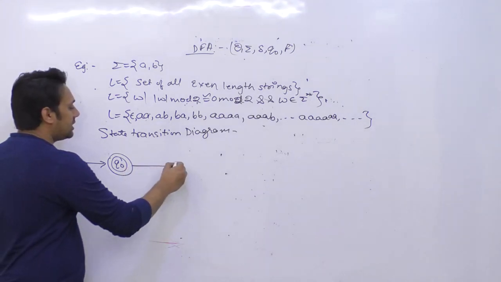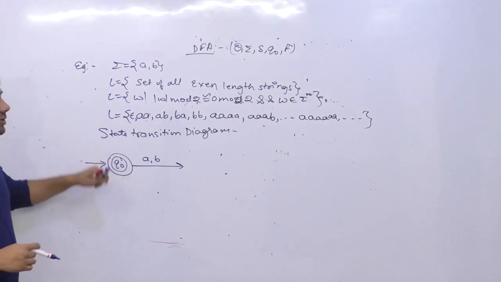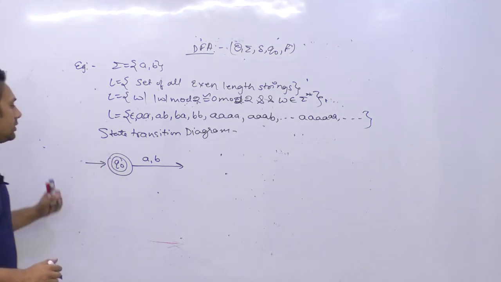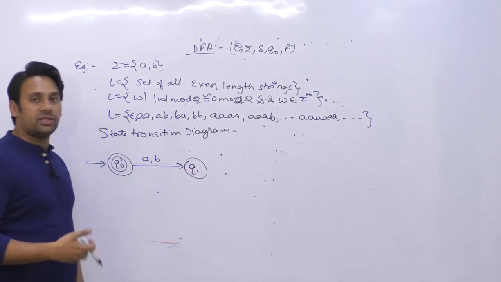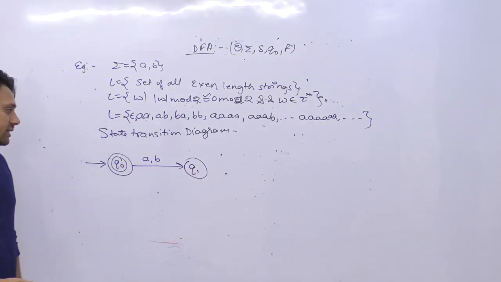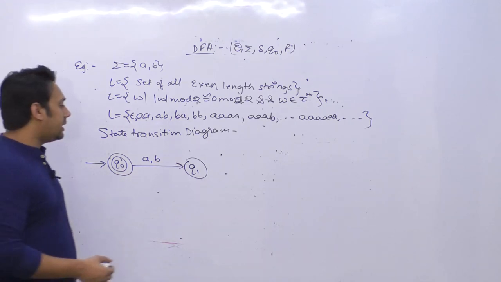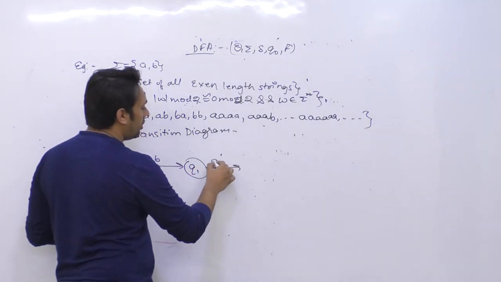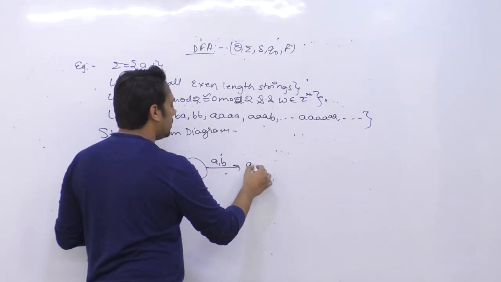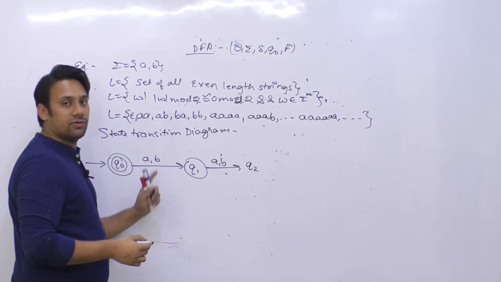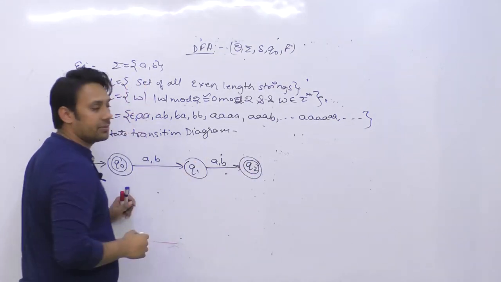Now if you get a single A or a single B, that means your string is of length 1. So we'll go to the state Q1, and we do not want to make Q1 a final state. Why? Because we do not want to accept strings of length 1. Then if I again get an A or a B, I will go to the state Q2, but now the string is of length 2, so I will accept it.